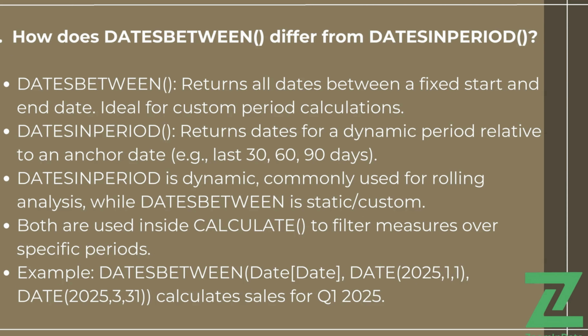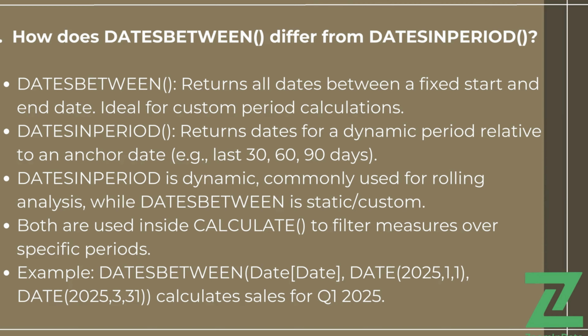Fifth question: how does dates between differ from dates in period? Dates between returns all dates between a fixed start and end date. Ideal for custom period calculations. Dates in period returns dates for a dynamic period relative to an anchor date, for example last 30, 60, 90 days. Dates in period is dynamic, commonly used for rolling analysis, while dates between is static, custom. Both are used inside Calculate to filter measures over specific periods.